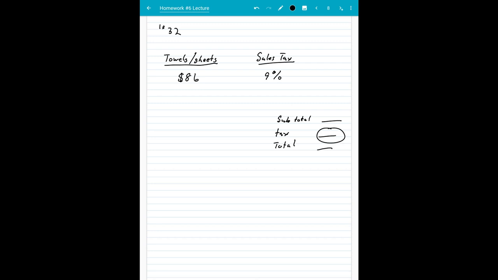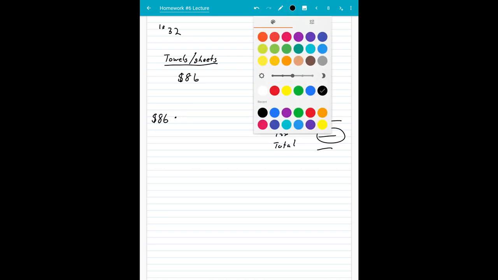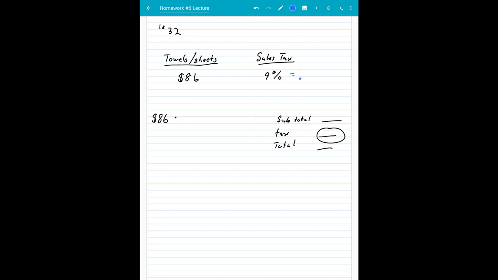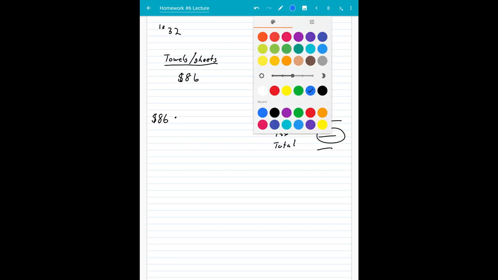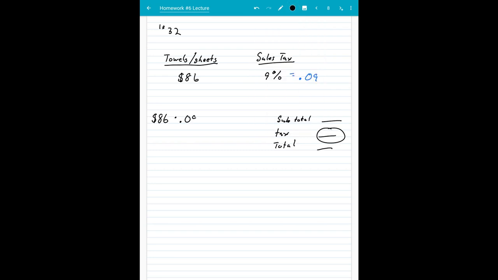To figure that out, remember tax is based off of the $86. So I could just, instead of using that P equals A over B, the tax is 9% of 86. So $86 times 9%. 9% as a decimal is 0.09. Move the decimal over twice to the left. 0.09. That gives you $7.74. So our subtotal was $86. Now our tax is $7.74.